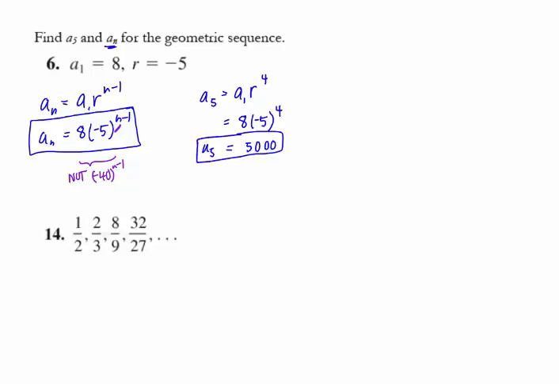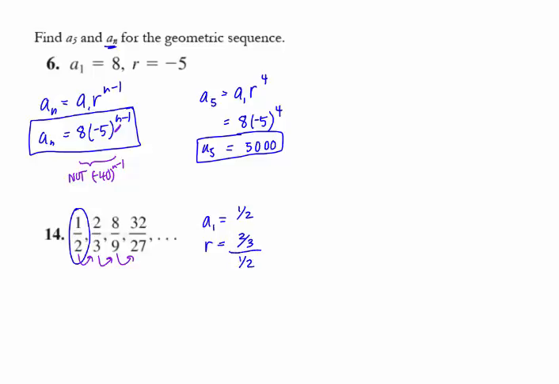Number 14 comes to us as a sequence. We have to identify a1 and r on our own from the pattern. a1's easy to find. He's the first term. r is the common ratio. What did we do to get from 1/2 to 2/3, from 2/3 to 8/9, from 8/9 to 32/27? If you can't recognize it, or you have no idea with fractions, you can just divide two subsequent terms of the sequence.